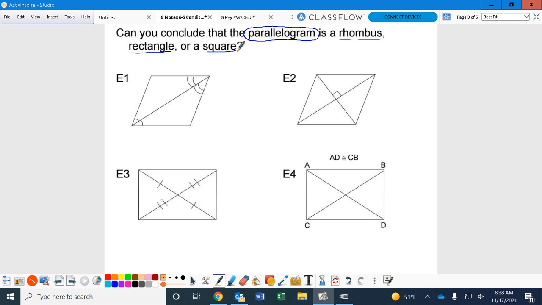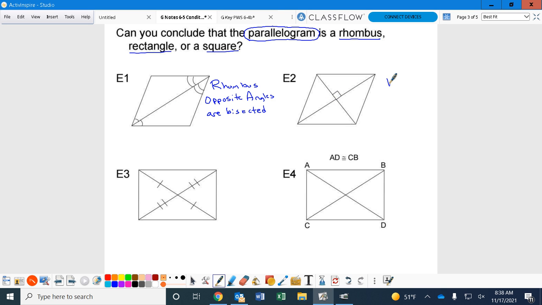So this first one, what shape is E1 going to be? Rhombus. Now I need a reason. What's the reason? There you go. Opposite angles are bisected. Opposite angles are bisected. Very good. Opposite angles are bisected. Which way does it go? Across? Okay. E2. What shape?